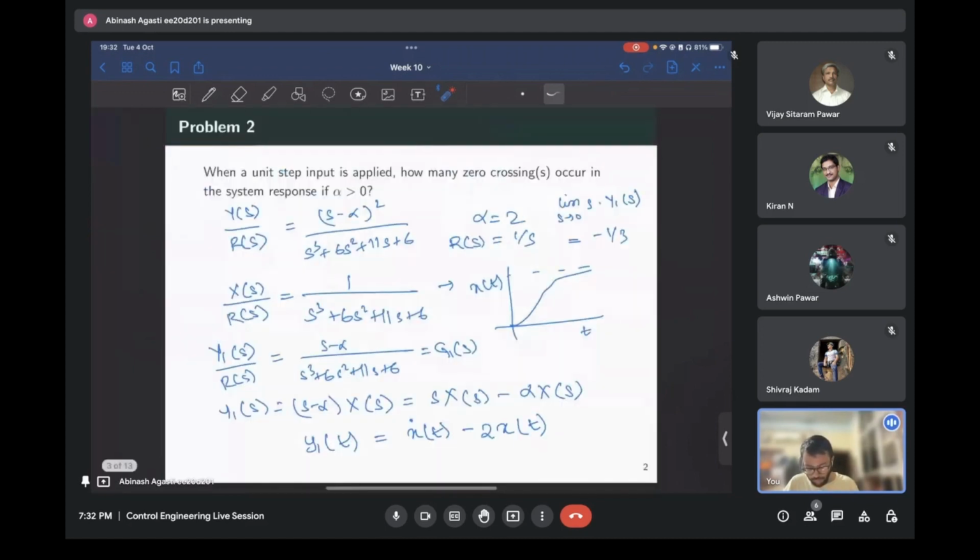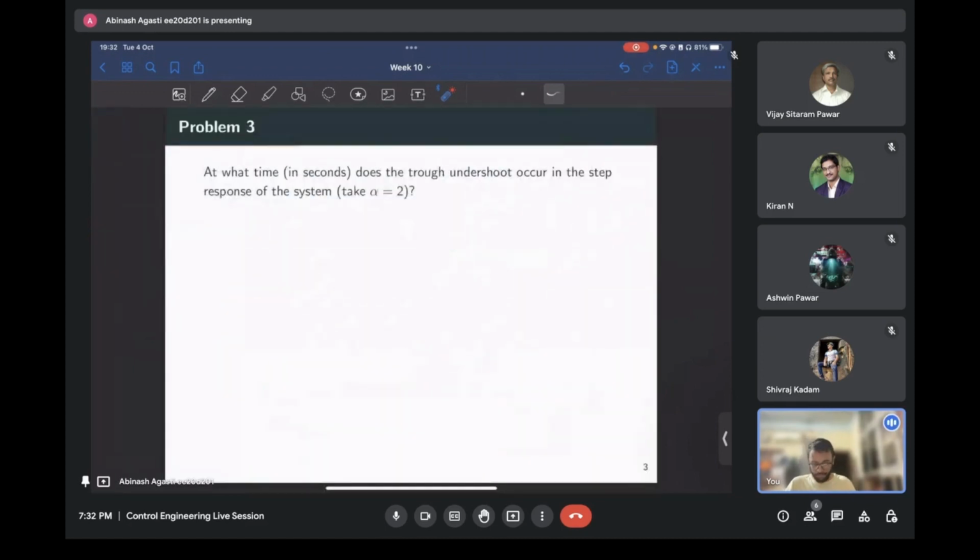We'll move on ahead. So at what time in seconds does the trough undershoot occur in the step response of the system? So we have s minus 2 whole square, right? This is y of s is equal to this into 1 by s. So now we can use partial fractions, right? Will someone help me with the partial fractions?